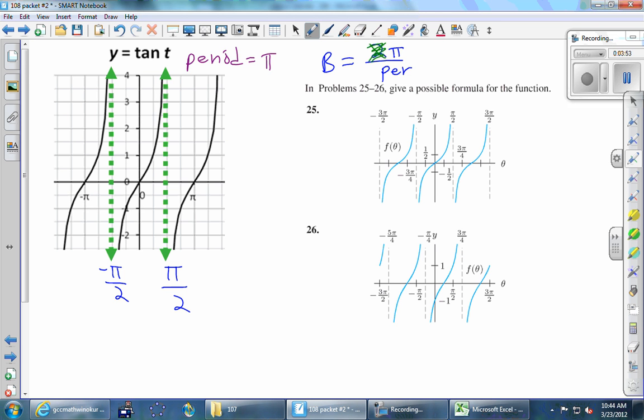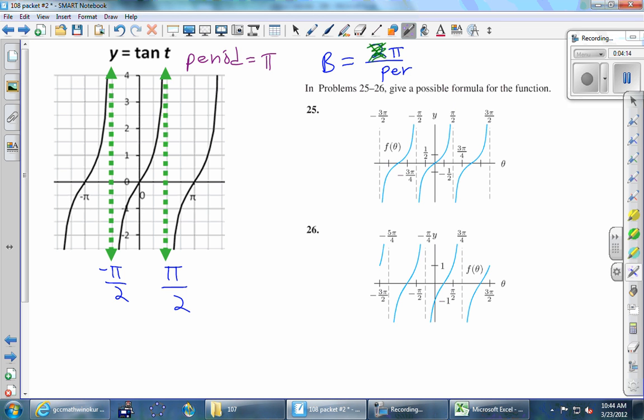Okay, so let's think about the period. Looking at this top graph right here, the question is how far is it between one vertical asymptote and the next? I can look at that. I see a negative pi over 2. I see a positive pi over 2. How far apart are they? They are pi apart. Is that the normal answer for tangent?